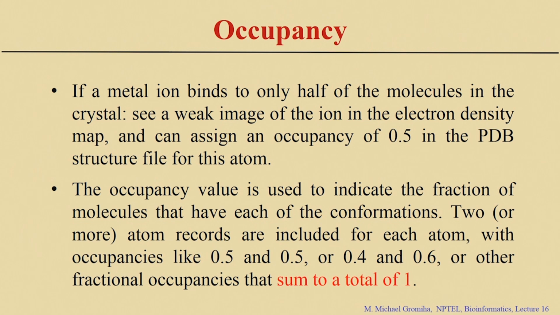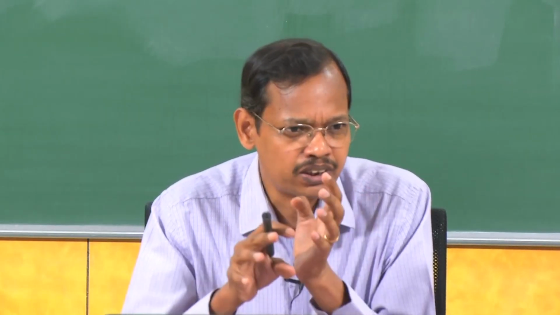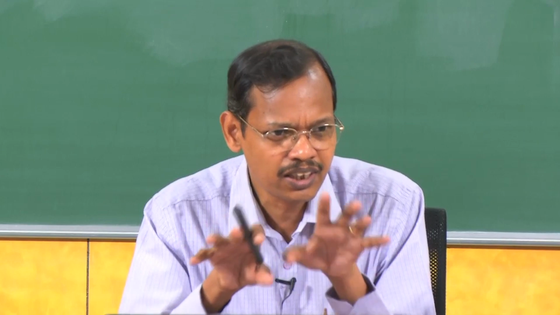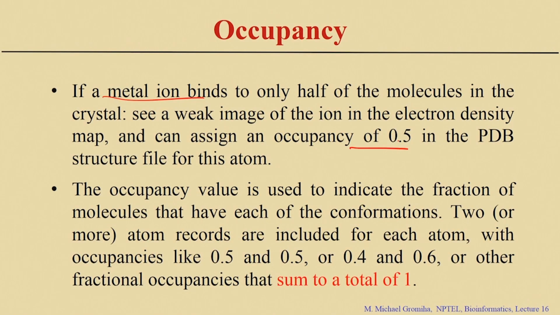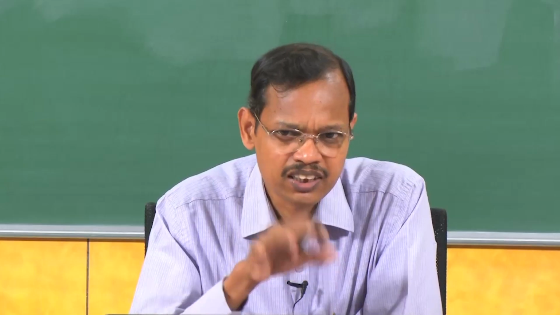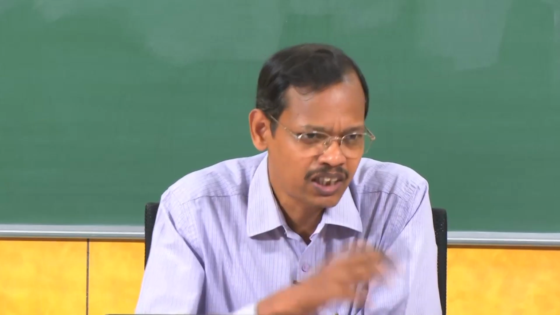So, for example, if a metal ion binds only one half of the molecules, you can see the electron density map, and based on that they assign the occupancy. If it is the same orientation, then they put 0.5 in both cases. What is the meaning of this occupancy? This will tell you the fraction of the molecules in different conformations.